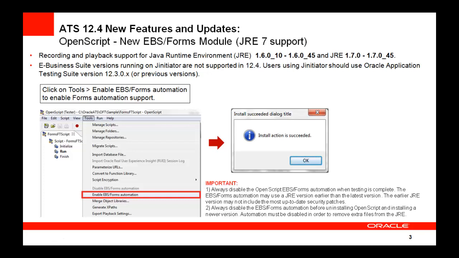What's important to note is EBS Forms automation should be disabled after testing is complete. It should also be disabled prior to uninstalling OpenScript. Disabling automation will remove the ATS DLLs from the JRE folder. As mentioned on the slide, I will go ahead and demonstrate how to enable EBS automation.